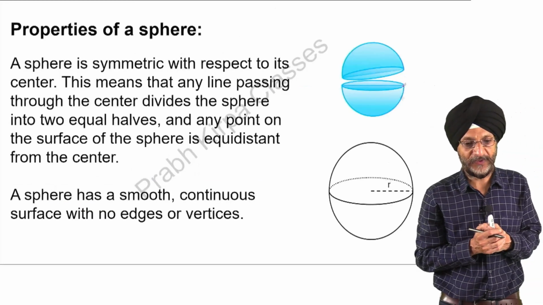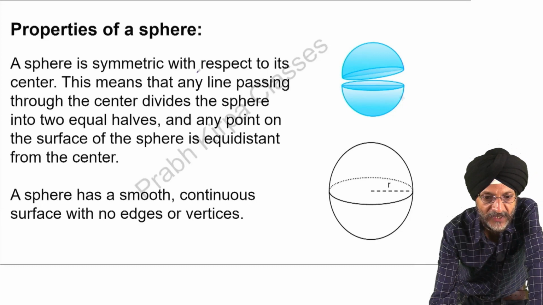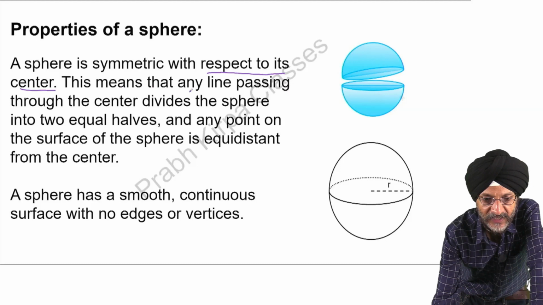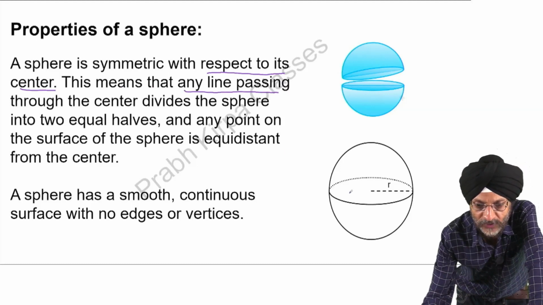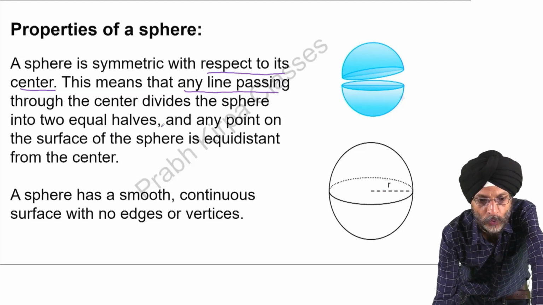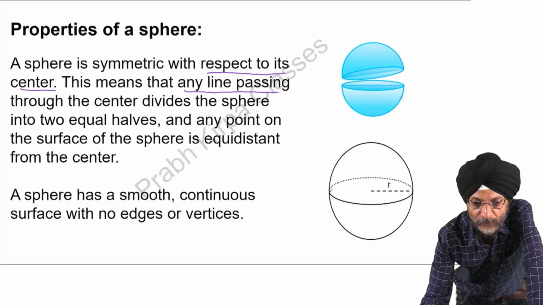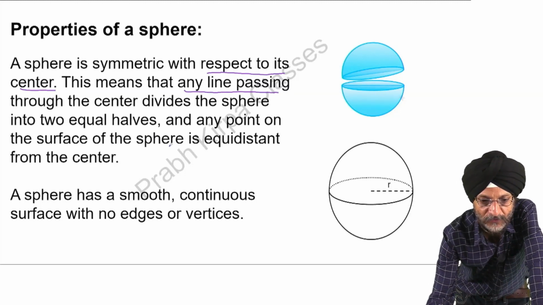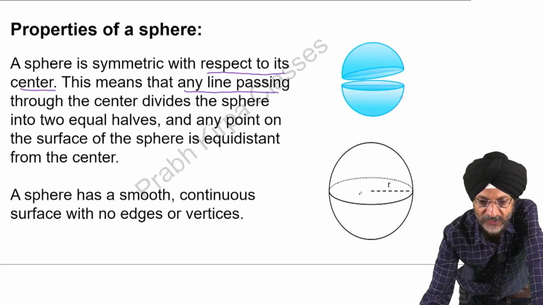Now the properties of a sphere. A sphere is symmetric with respect to its center. It means that any line passing through the center, suppose if a line is passing through here, it divides the sphere into two equal halves. You can see here that this sphere has been divided into two equal halves, and any point on the surface of the sphere is equidistant from the center.